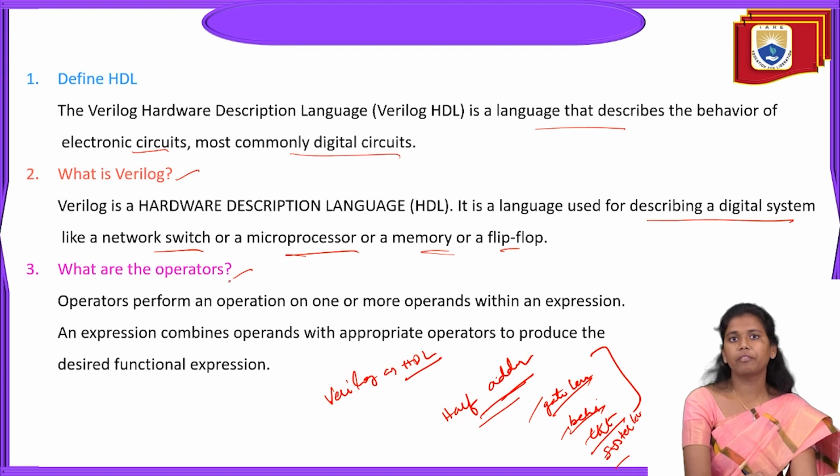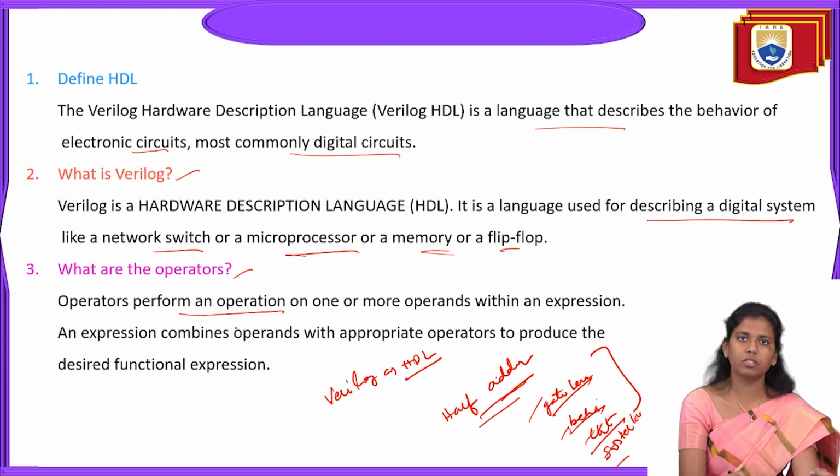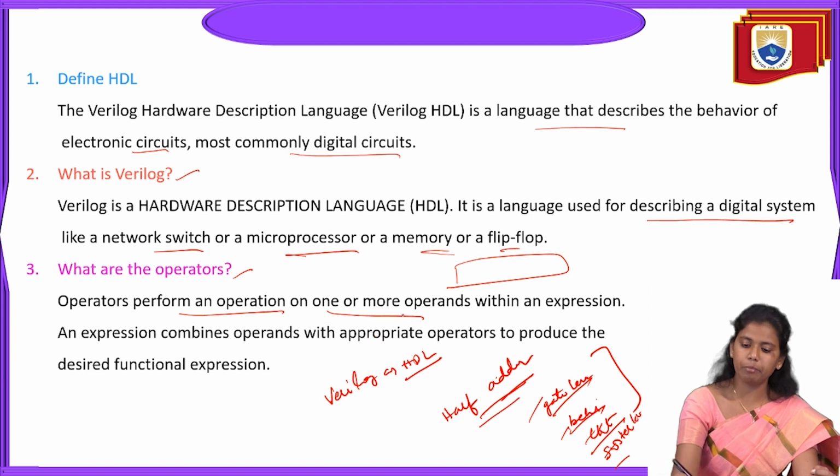Obviously, each and every operator in Verilog and VHDL performs some operation on one or more operands within an expression. In an expression we come across operators and operands, and operands are related to the operators. For example, here I have C = A * B. Here the multiplication sign is called the operator, and A and B are nothing but the operands.